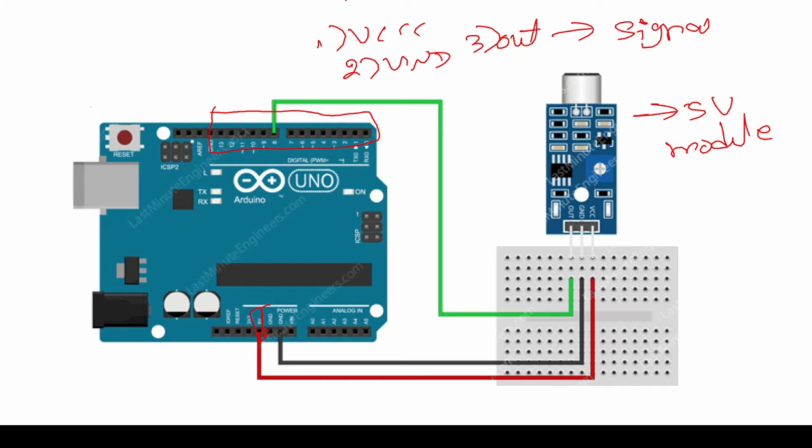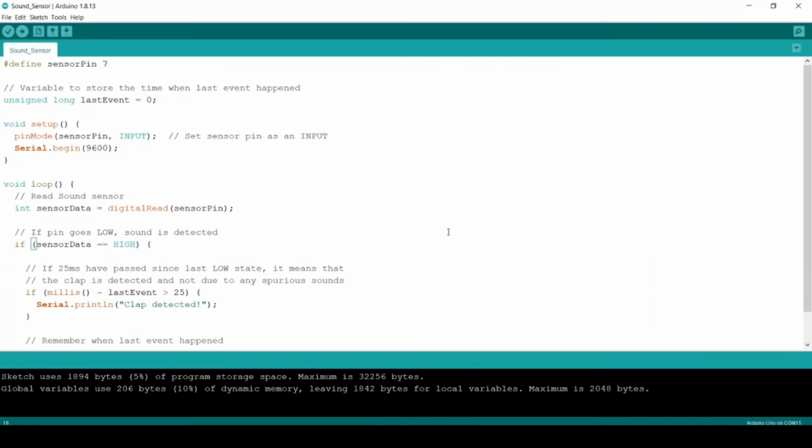In this tutorial I am just teaching you how to interface the sound sensor. Once you know how to interface the sound sensor, you can control any device in your home by just clapping. You clap and then your device will get turned on. So this is about the interfacing part. Now let us move into the coding part of the sound sensor. You can see on the screen, this is our complete code.